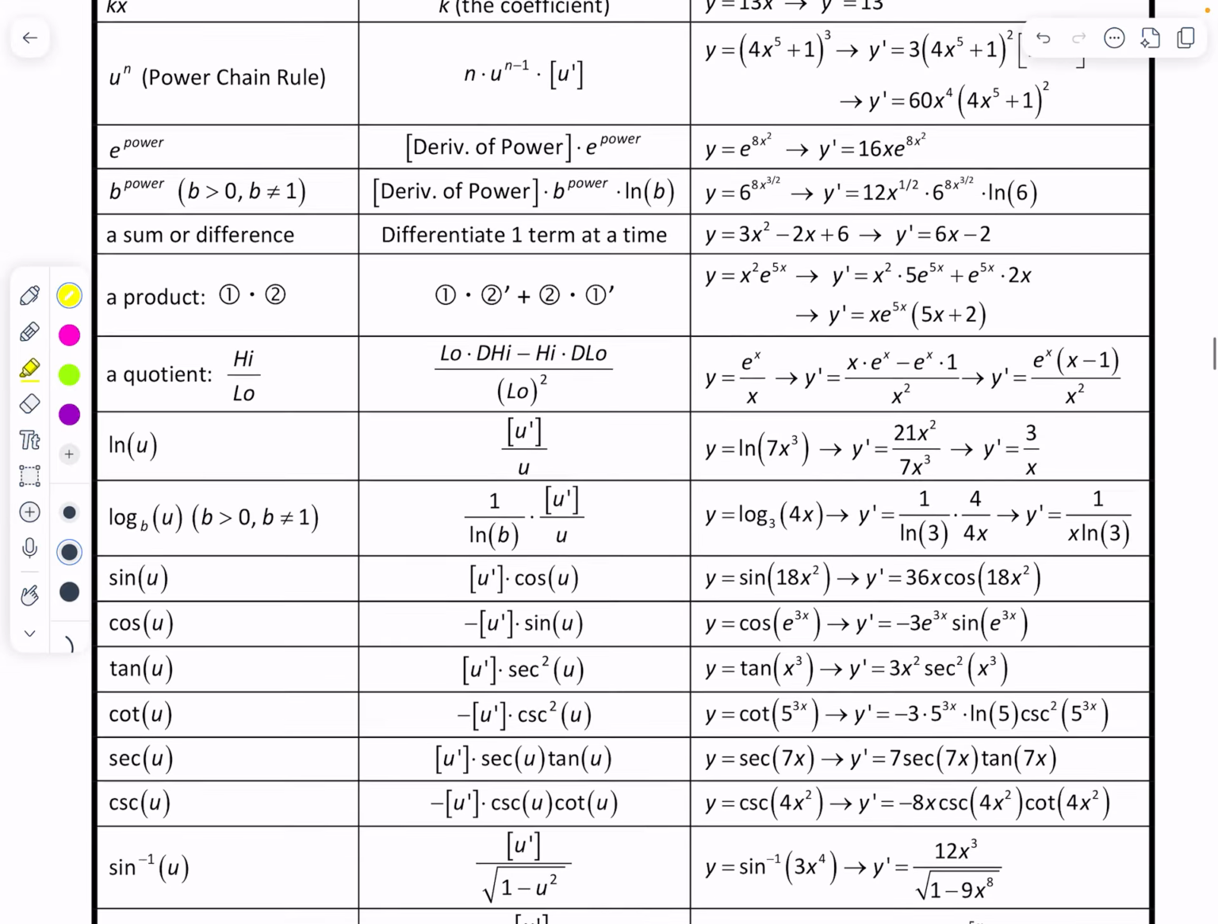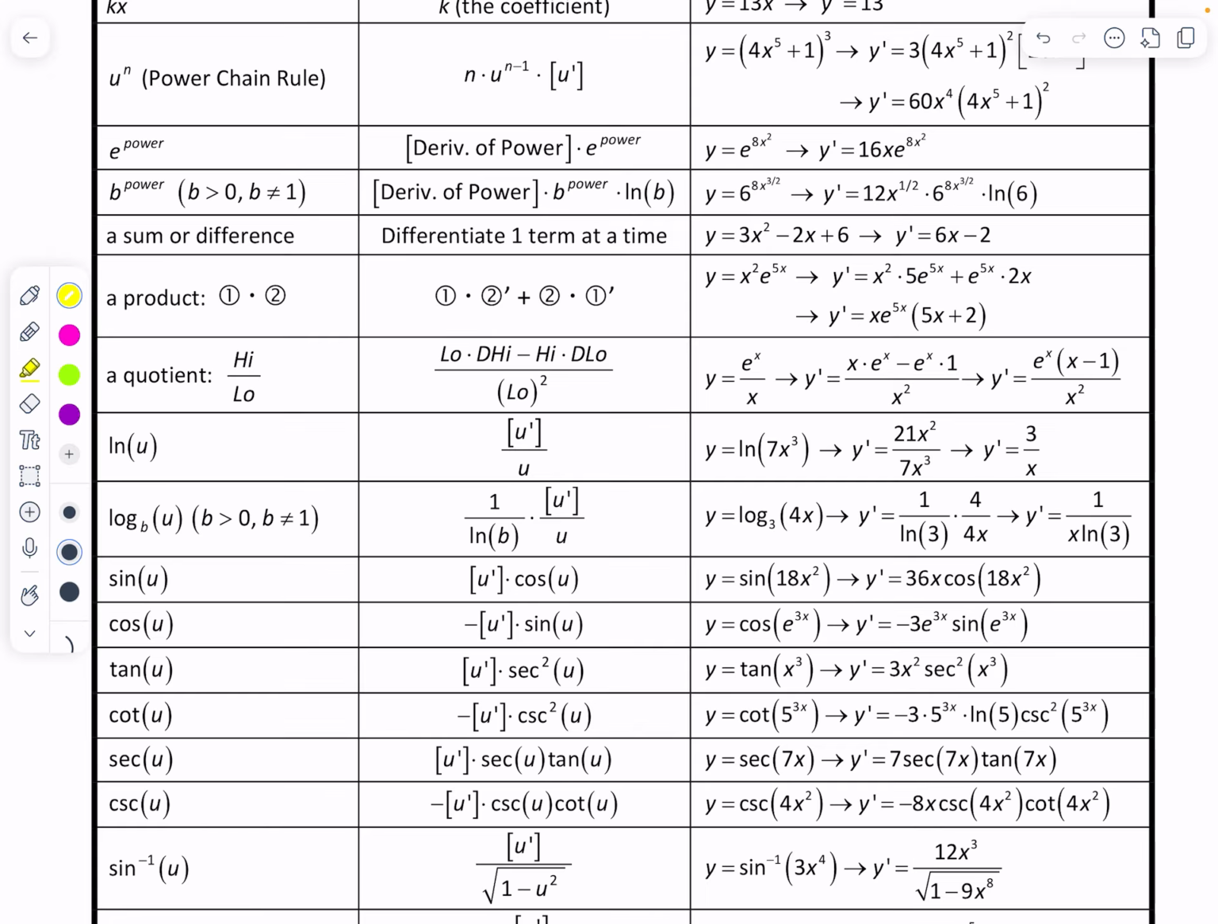And then if I have base b, which is a number raised to a power, then the derivative becomes its base raised to the power, so the same thing as the original function, times ln of b. The product rule is u v prime plus v u prime. The quotient rule is low d high minus high d low over the square of what's below.